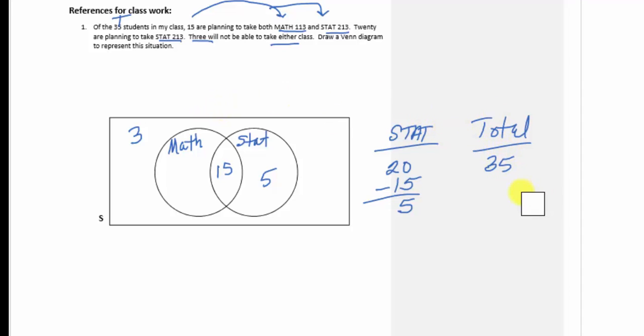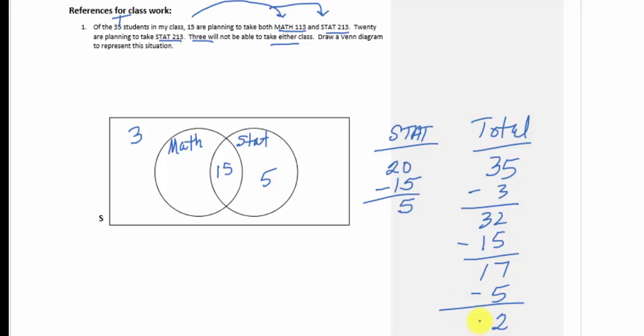So with that total of 35, we're going to take away the values that are already listed. So we'll take away 3 from the universe. We'll take away 15 from that intersection. And then we'll take away 5 who are just taking the stat. And that leaves us 12. So I know there are 12 students who are going to be taking math but not taking stat.